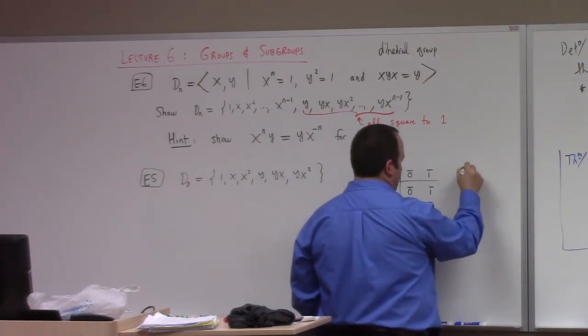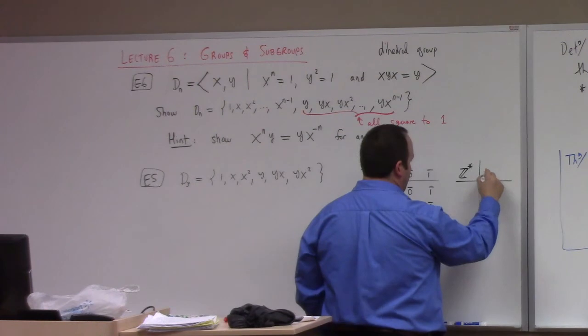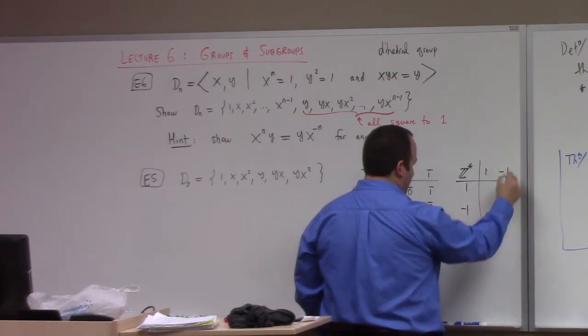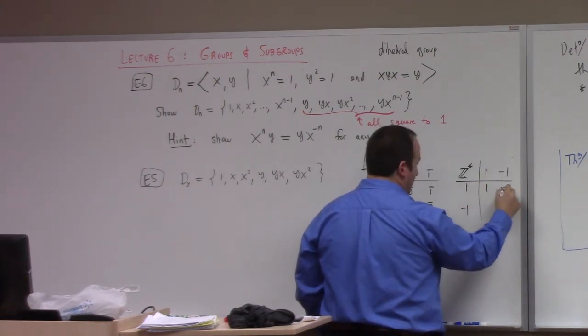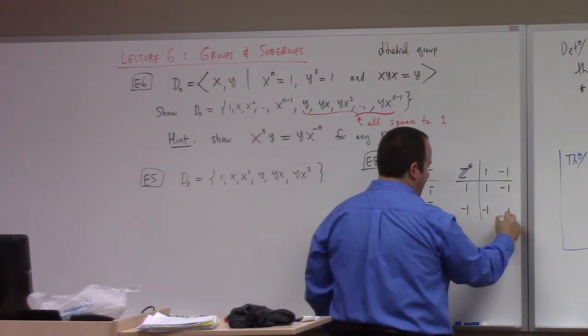And how about Z star? Cayley table for Z star. I mean, this example is in Nicholson, but it's worth repeating for sure. I'm going to add something to what he says, though.